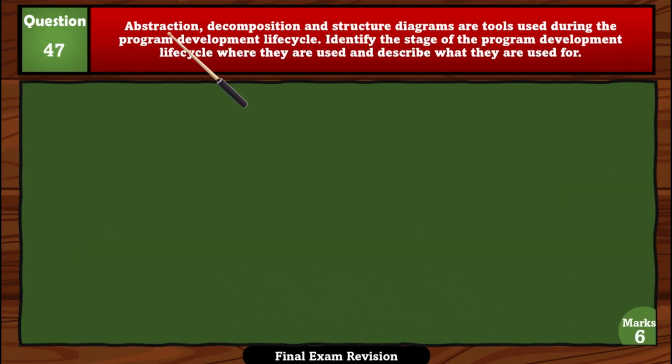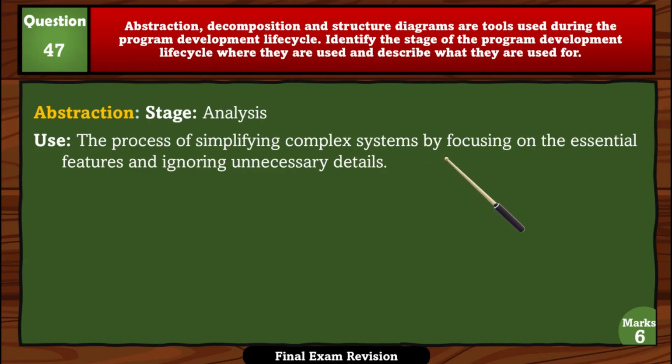Question 47. Abstraction, decomposition, and structure diagrams are tools used during the program development lifecycle. Identify the stage of the program development lifecycle where they are used and describe what they are used for. Abstraction is used in analysis stage. It's the process of simplifying complex systems by focusing on the essential features and ignoring unnecessary details.